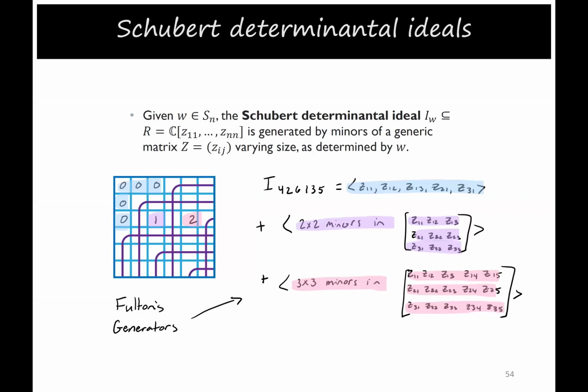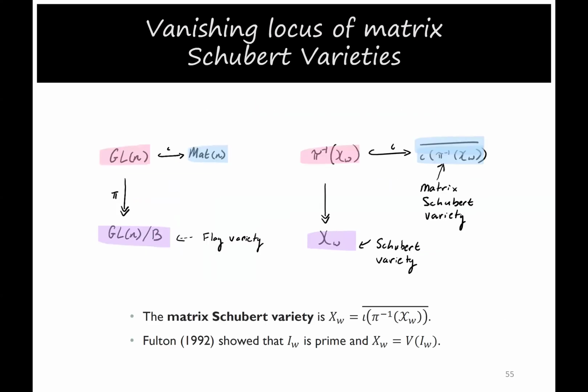Okay, so going back to matrix Schubert varieties, you can define a Schubert determinantal ideal, which is just the ideal that's really carving out that matrix Schubert variety. You're just taking these minors of the specified sizes. Here, I'm just using Fulton's essential set, and that's enough minors. And you get this object here. Sorry, I should have said the vanishing locus of Schubert determinantal ideals is the matrix Schubert variety.